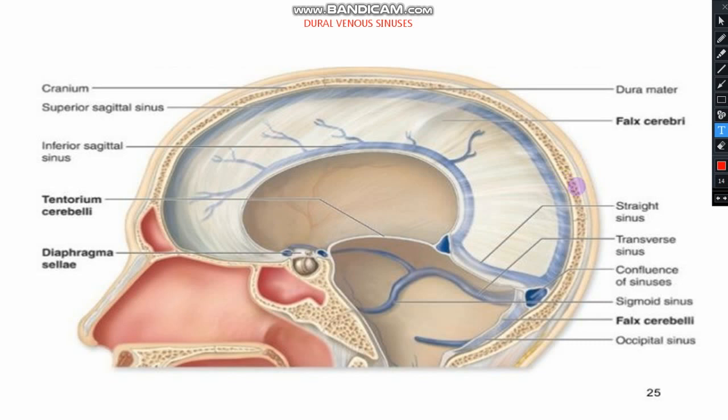So they collect venous blood from the emissary veins, and this emissary vein we have to draw in blue color. This emissary vein is draining the blood into this. It is also valveless, just to equalize the extracranial pressure and intracranial pressure.